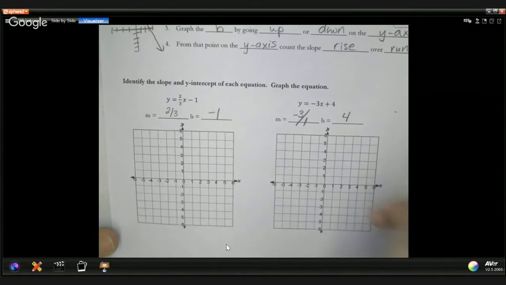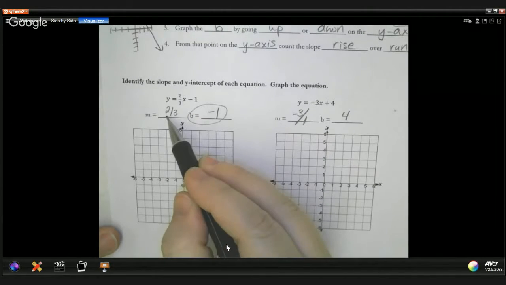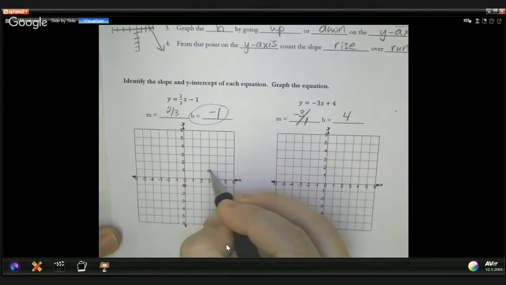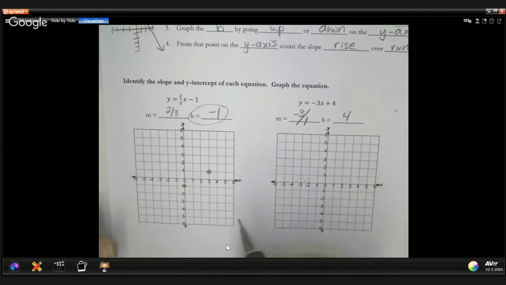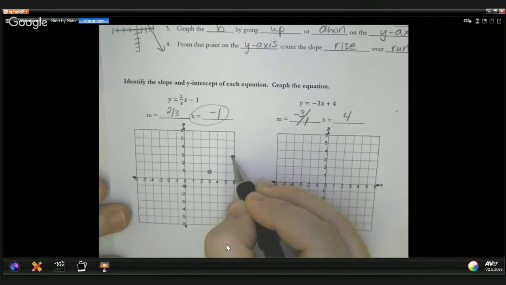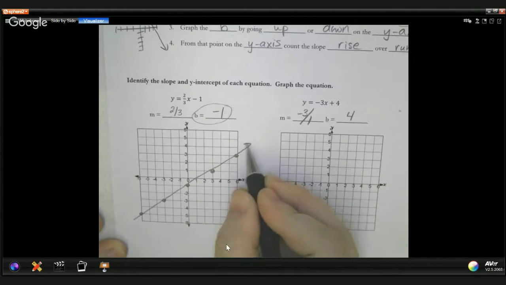So you always start at b because that's the beginning. So with a -1, I go down 1. And now I'm going to count this slope up 2 over 3. So up 1, 2, over 1, 2, 3. And I'm going to continue that until I go off the grid. Now I want my line to continue the opposite way, so I'm going to go down 2 and to the left 3. And there's my linear function.